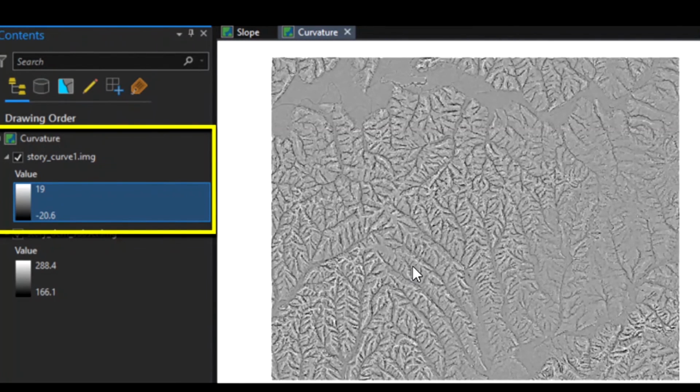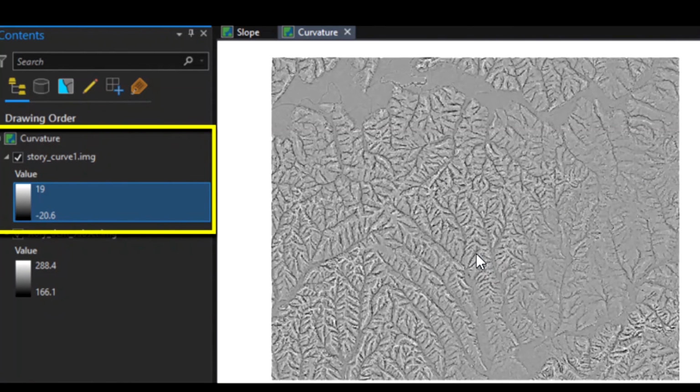And this here now is the curvature grid, the original one, the output. If you do just a straight up curvature, show me the curvature, it combines both the plan and the profile, so it's a combination of the two, and we have once again positive and negative values.